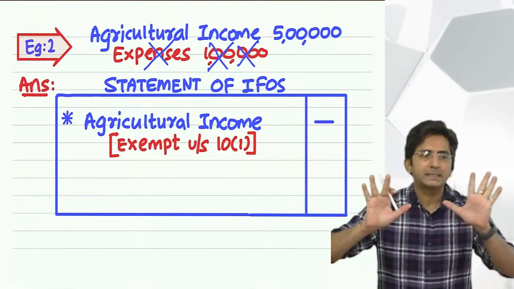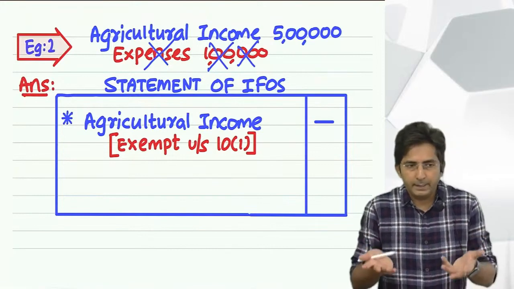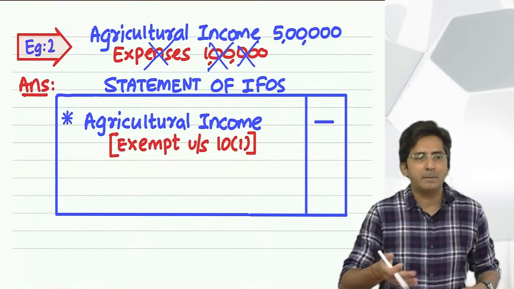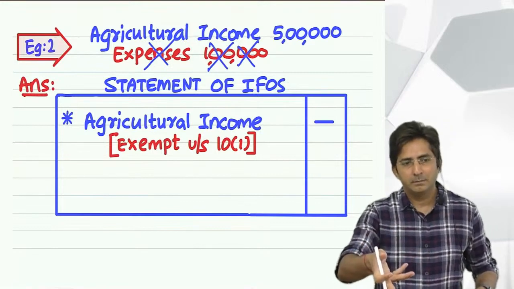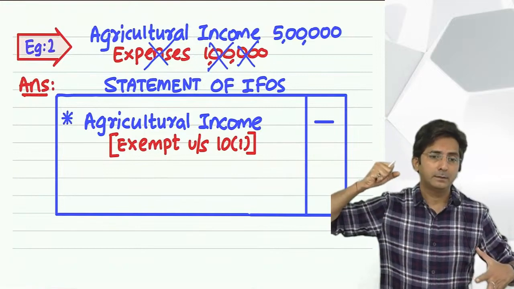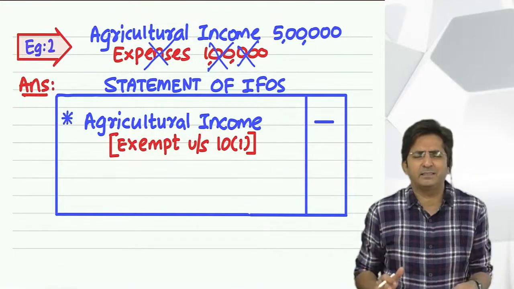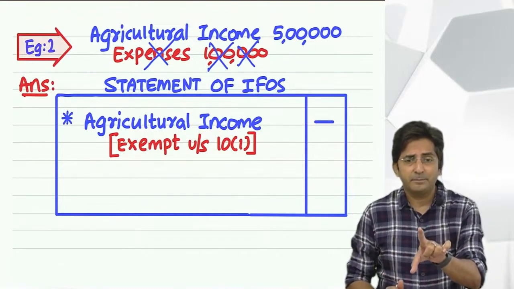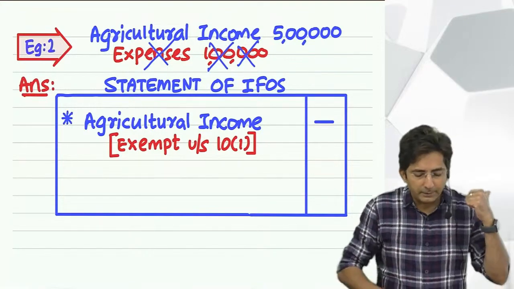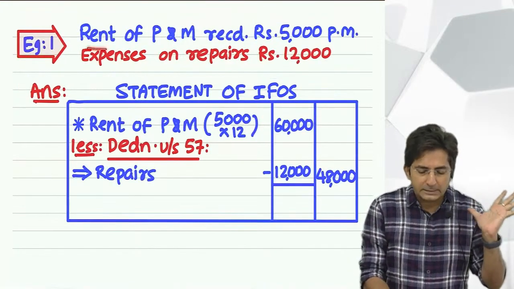If the income is exempt, let it be agriculture income or some other income. Agriculture was just an example to teach my students. But don't think Suresh taught something special about agriculture. See, it's not about agriculture. Anything, if it is exempt, put a dash. Ignore the expense.